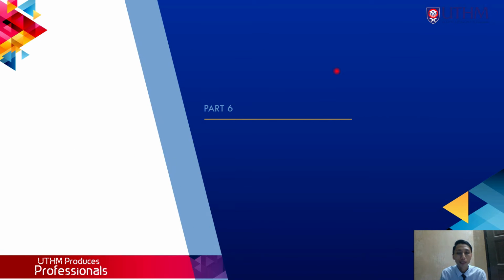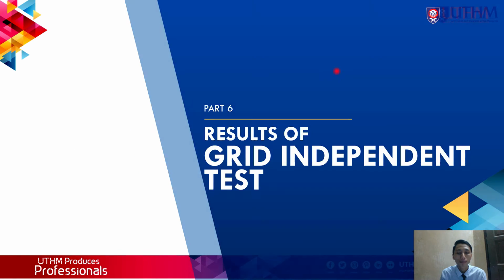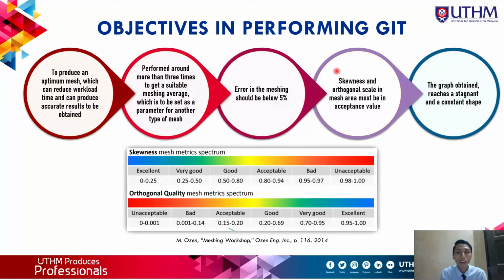Next, we go to the grid independent test result. Why do we do the grid independent test? Because we want to produce the optimum mesh which can reduce workload time. It is usually performed more than 3 times to get a suitable meshing average, and the error in the meshing should be below 5%, as described here by the meshing shop by Ozen Engineering.